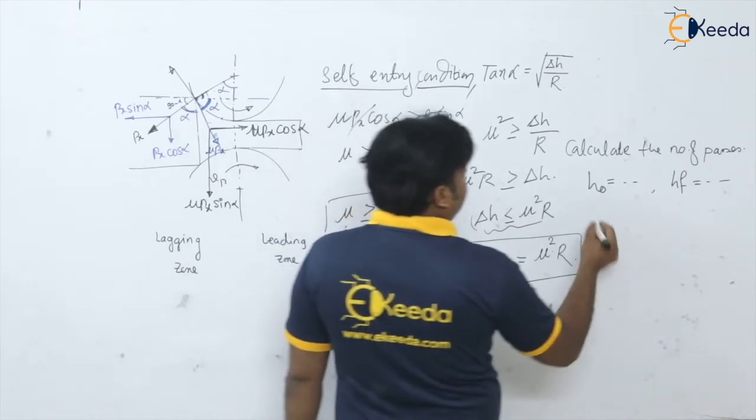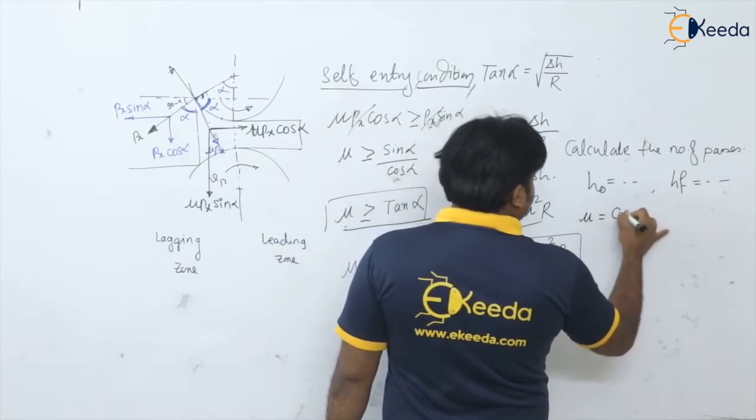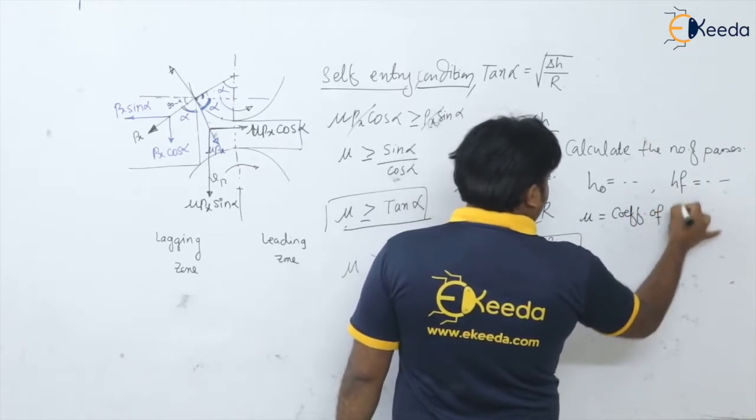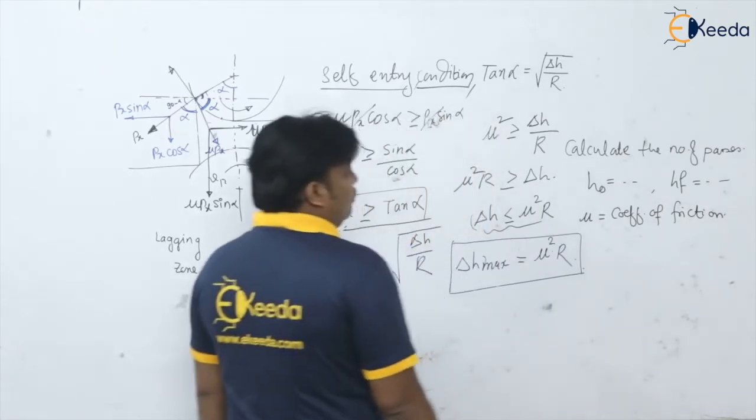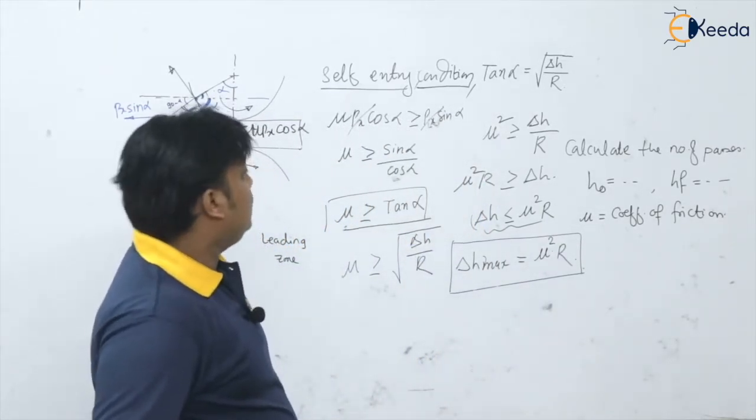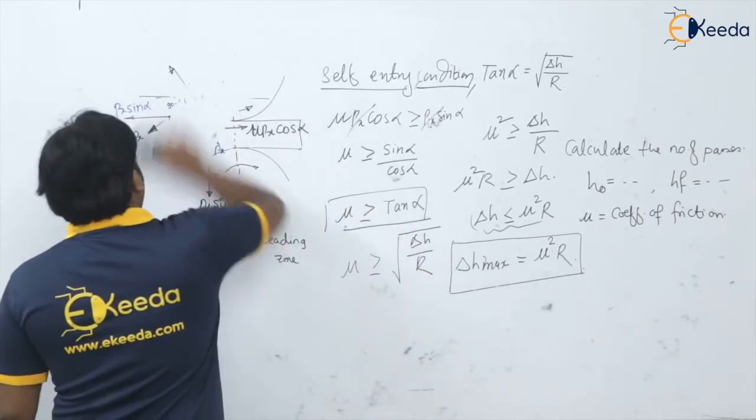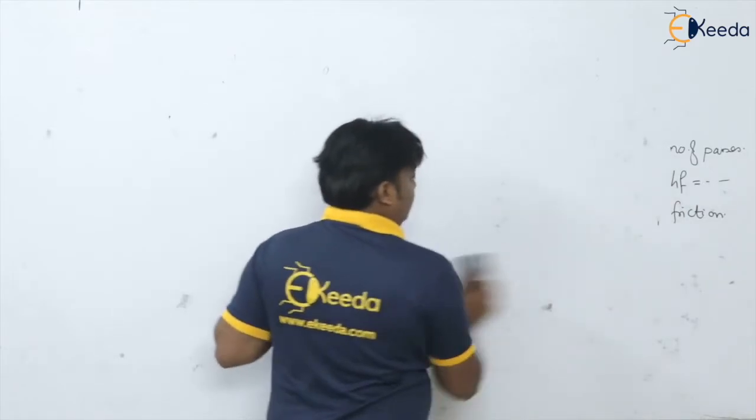and the mu, that is the coefficient of friction, is also given to you. Now how to calculate the number of passes or number of draws in the operation of rolling? Kaise nikaloge? How many number of passes?